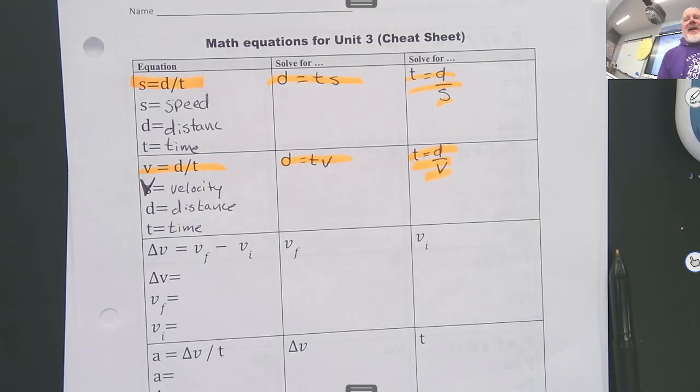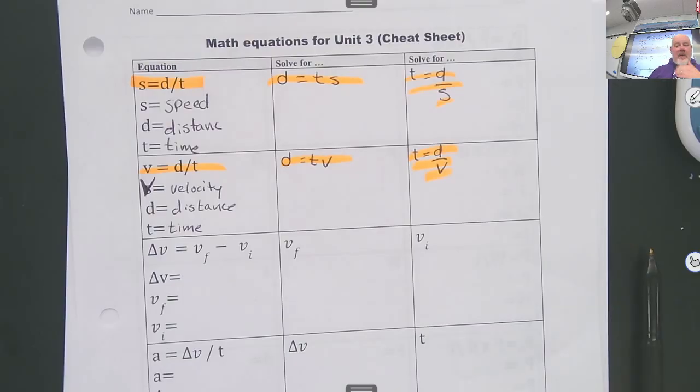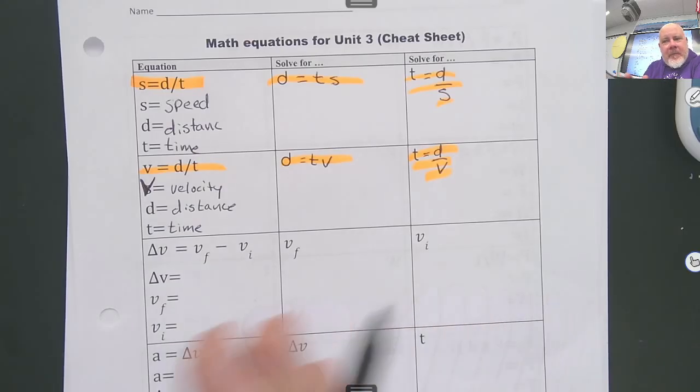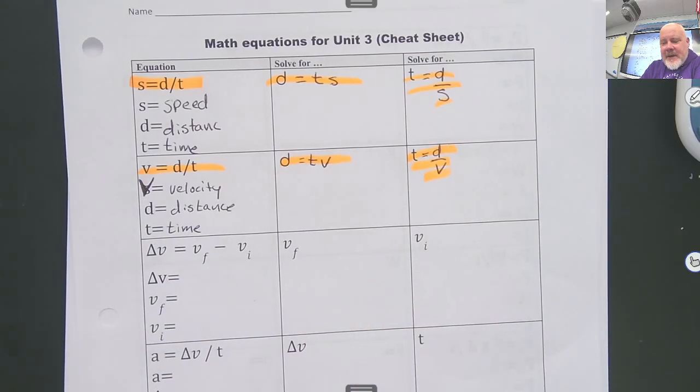Hi guys, this is for the people who were absent, or maybe they just needed a little extra help with the math. Maybe they zoned out in class a little bit or something like that. It happens. This is a review on what to do as we go from velocity to acceleration. How do we do those math formulas?